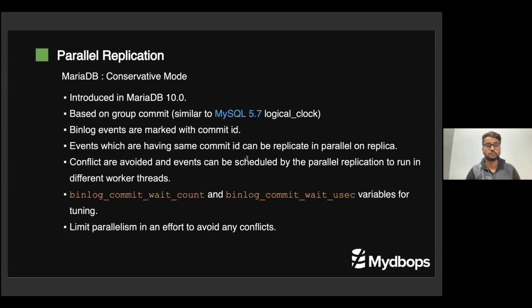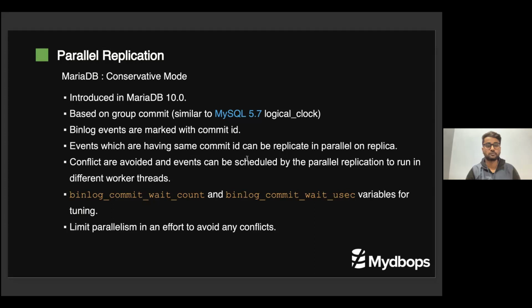And here conflicts are avoided. If two transactions were committed separately on the master, then on the replica it will avoid those conflicts. It will first allow the first transaction to get committed, then it will allow the second transaction to get committed. So the second transaction has to wait until the first transaction has committed. In this way, the conflicts are handled in the conservative mode.